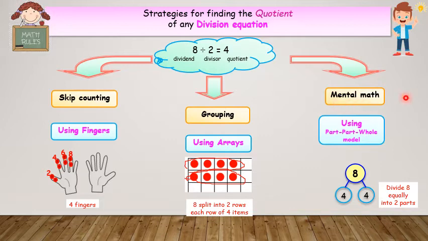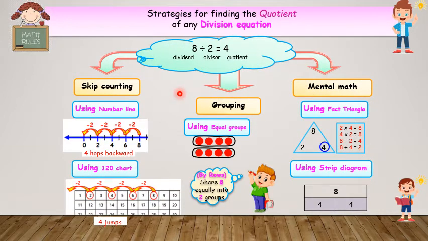Mental math using part-part-whole. I have here 8, and I want to know if I cut it into 2 parts, how many will each take. So I use my head, my mental math, to find the answer. Dividing 8 equally into 2 parts will give me 4 and 4.